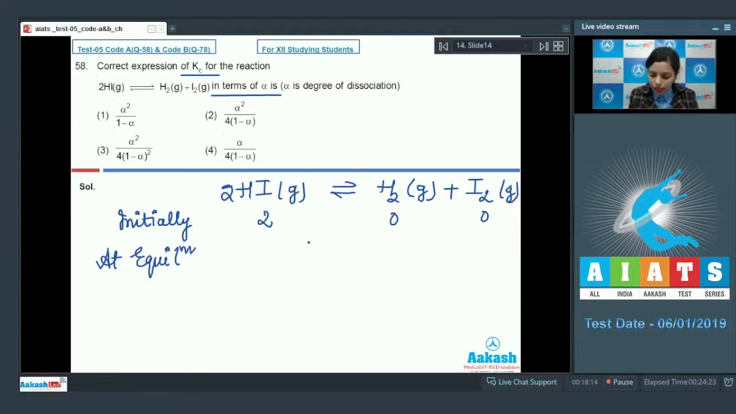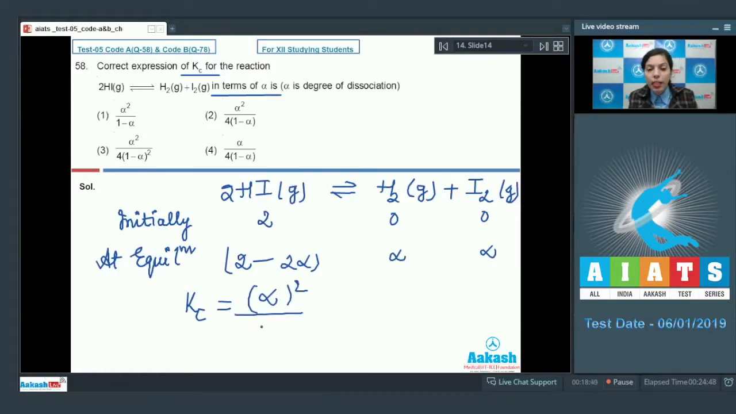At equilibrium, let's assume that alpha of H2 is formed and alpha of I2 is also formed. In this case, the concentration of HI would be 2 minus 2 alpha. Now, what would be the Kc value? Kc is equal to the product of the concentrations of products, alpha square divided by (2 minus 2 alpha) square.